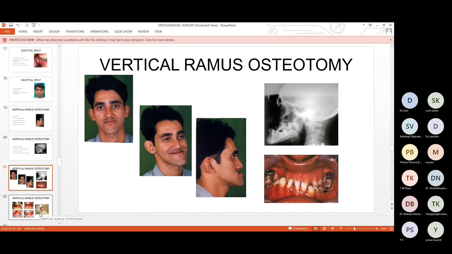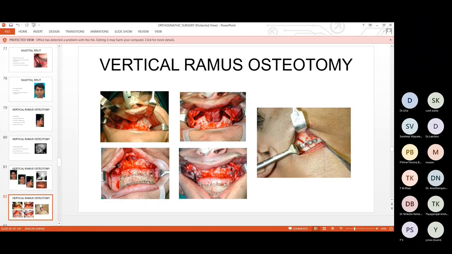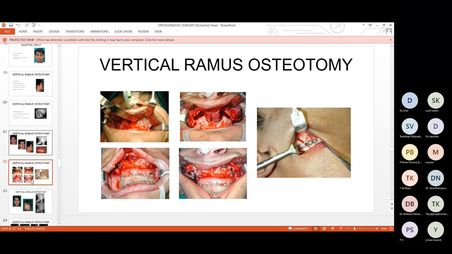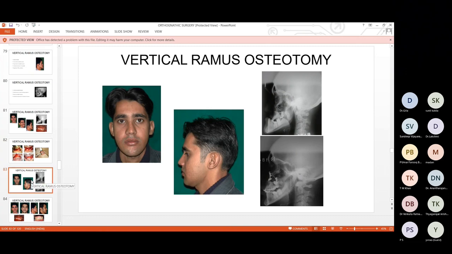Here you can see that the occlusion is totally off, and the mandible requires to be put back. It also requires a bimaxillary surgery, because the maxilla also needs to come forward and the mandible has to go back. In these areas, especially when it is more than 8 millimeters, it is better to do the vertical ramus osteotomy. Here I have done the vertical ramus osteotomy and fixed it, then done the maxillary osteotomy, and then done the Le Fort 1 advancement. So that is his final appearance.